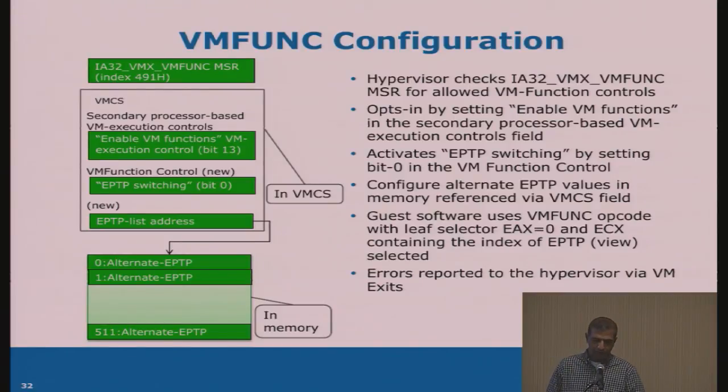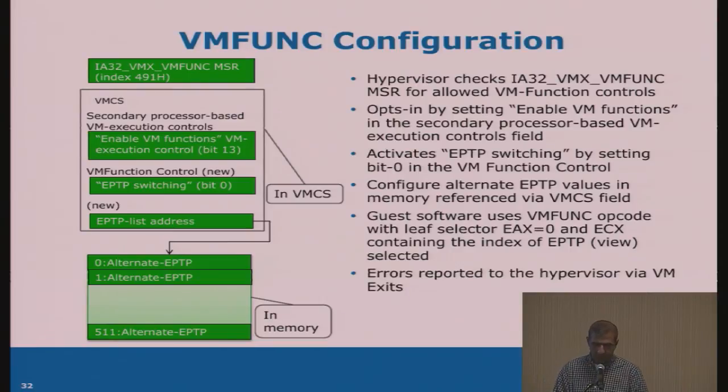And for EPTP switching specifically, if that's active, there is a new page that's referenced from the VMCS that contains the alternate EPTP structures that are managed by the hypervisor. So it can set up the memory views that it has created, right? And obviously, 512 is an architectural limitation for VM function, but the hypervisor can manage more than 512 and switch between complete table structures. So it can manage it like a cache.